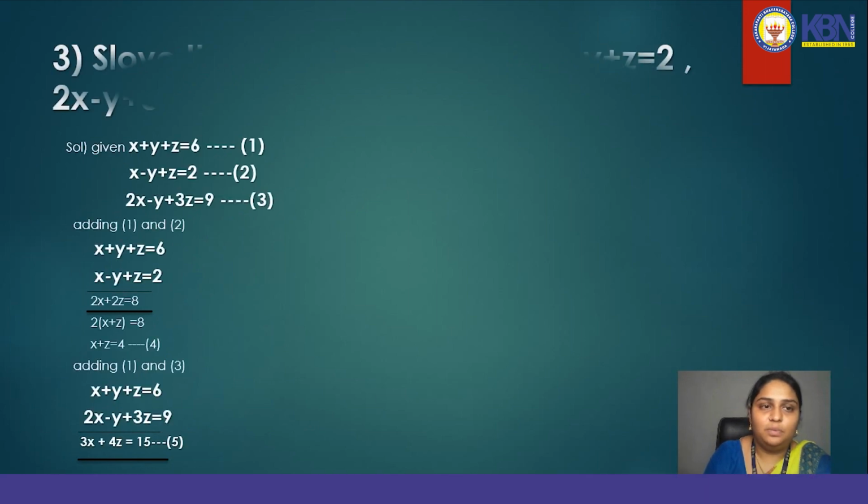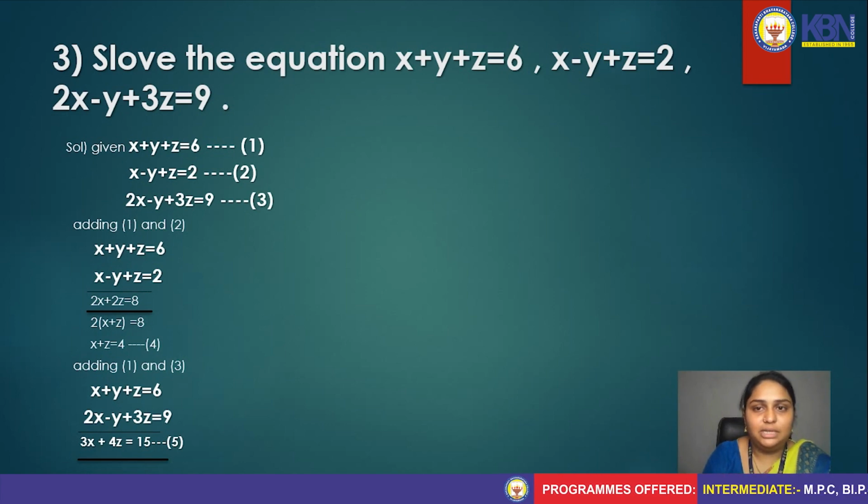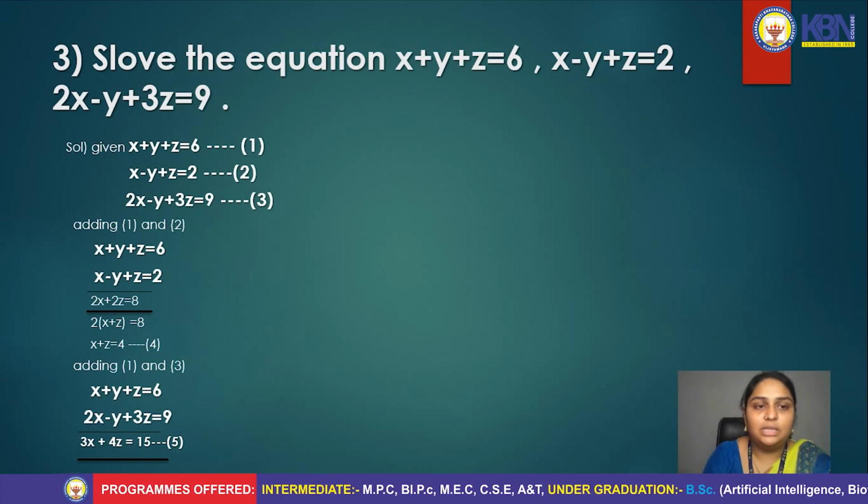And the next problem is solving linear equations. Here three linear equations with three unknowns are given. The given equations are x plus y plus z equal to 6, x minus y plus z equal to 2, 2x minus y plus 3z equal to 9. Here we have to solve these three equations to find the unknowns x, y, z.